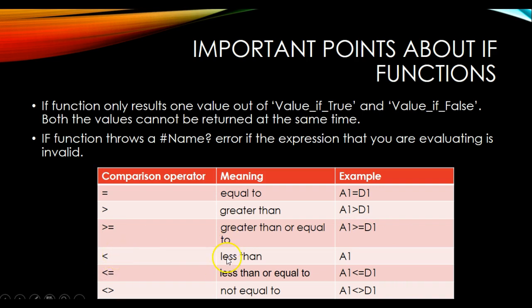Less than, that's pretty easy. So you're looking for something less than. Less than or equal to, whatever your value is in A1 is less than or equal to what's in cell D1. And then not equal to, that is going to be your less than and greater than sign. That means it is not equal to.